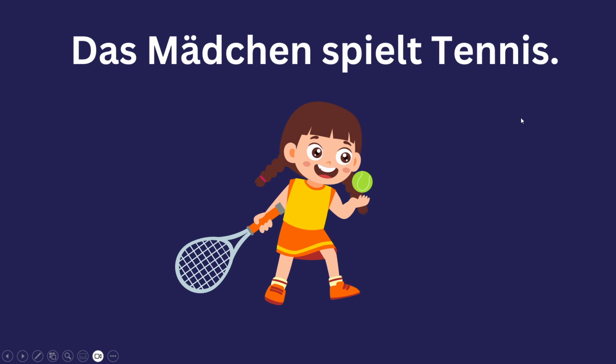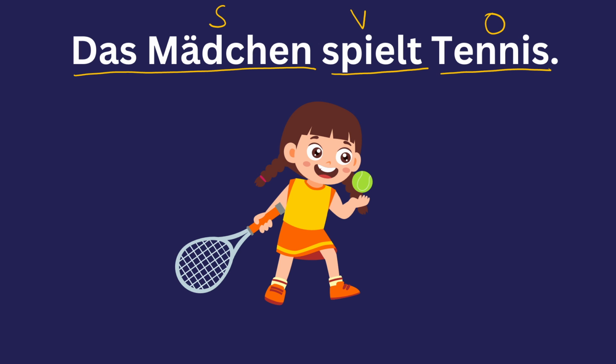Let's see another example. Das Mädchen spielt Tennis. Here, das Mädchen is the subject performing the action. Spielt is the conjugated form of the verb spielen, which means to play. And Tennis is the object receiving the action of the verb. So as you can see, the subject, verb and object are arranged in that order to form these sentences. Remember that this is the most common sentence structure, especially at the beginner level.